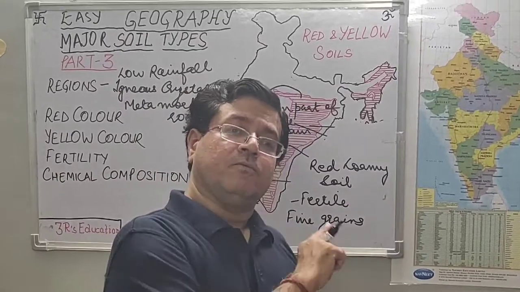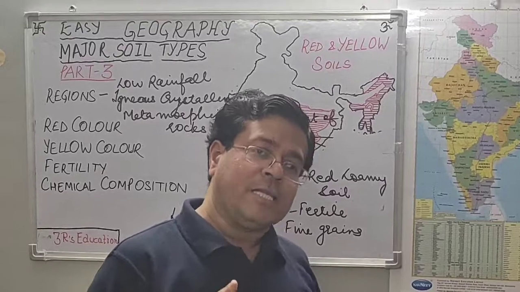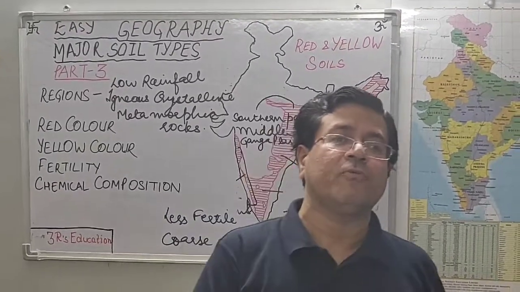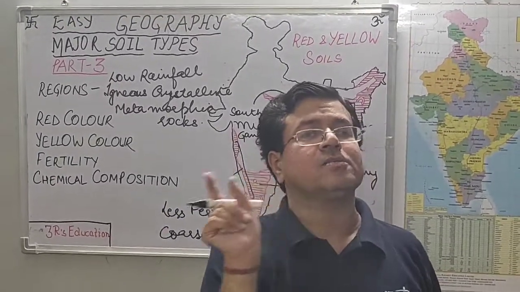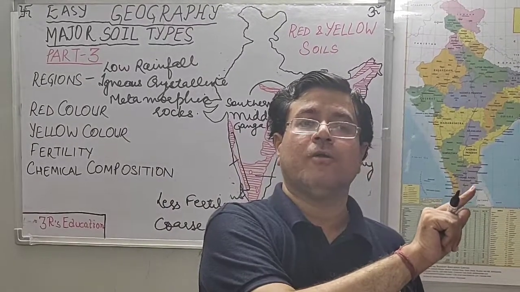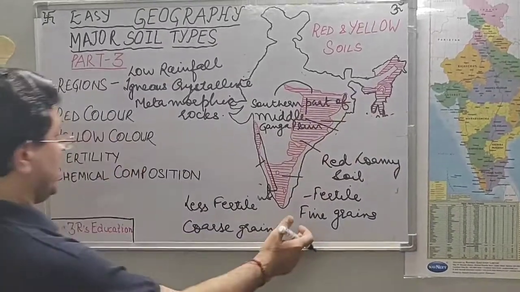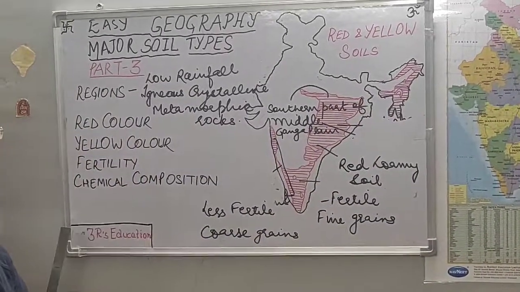It's very simple to remember. In previous videos, when we were discussing alluvial soils, khadar is more fertile. Khadar consists of fine particles, and bangar, which is less fertile, consists of coarser material. In the same manner, here also we can remember very easily.